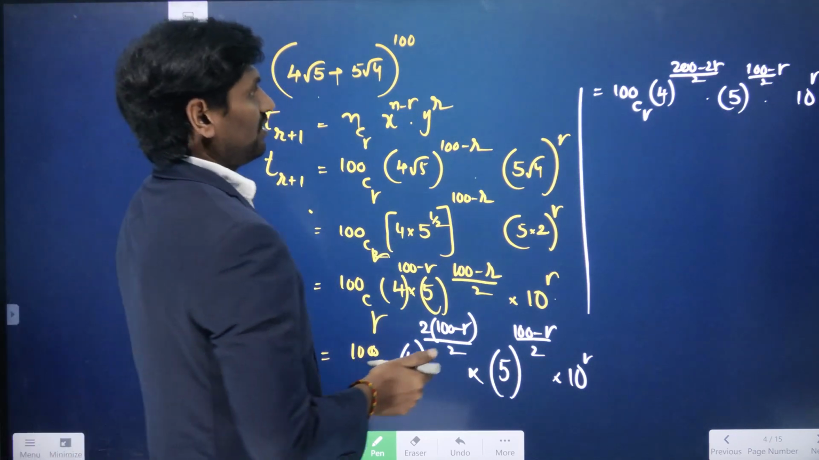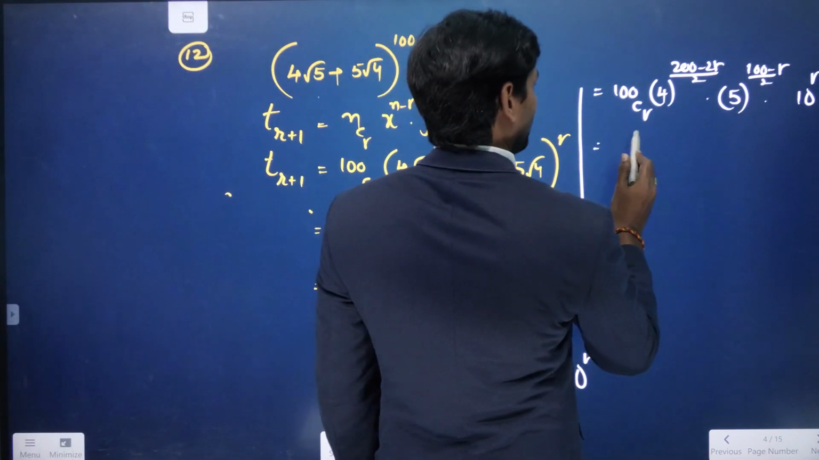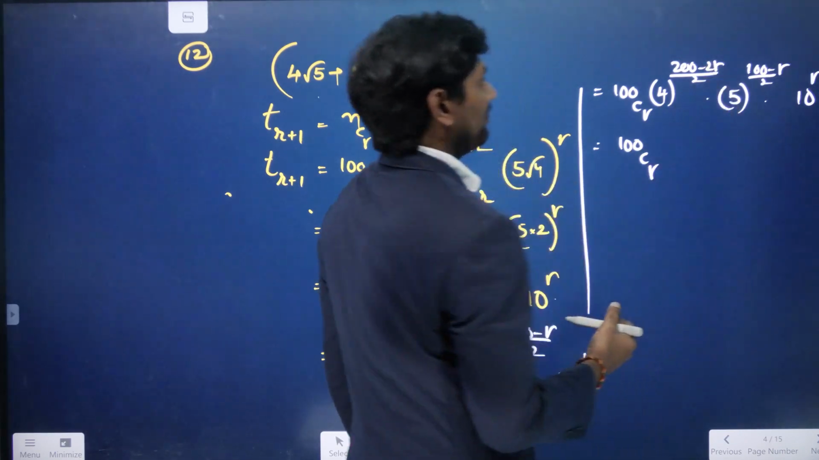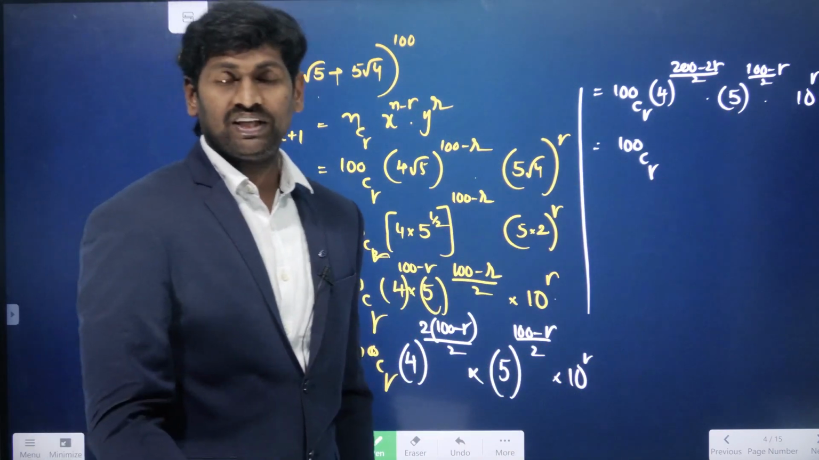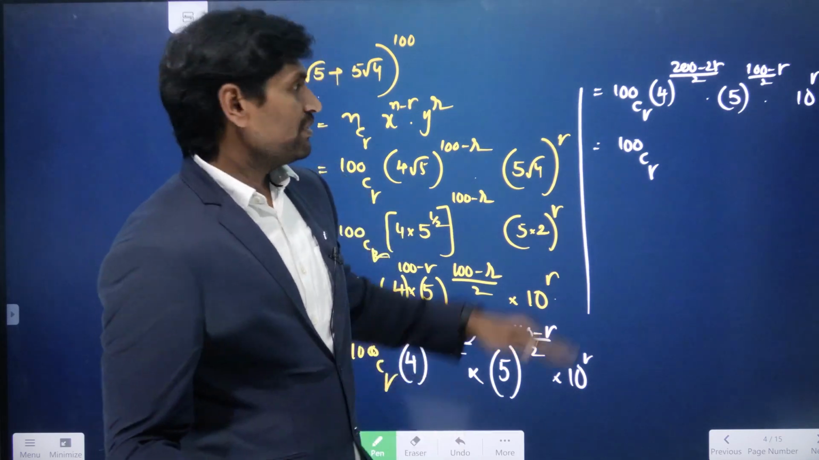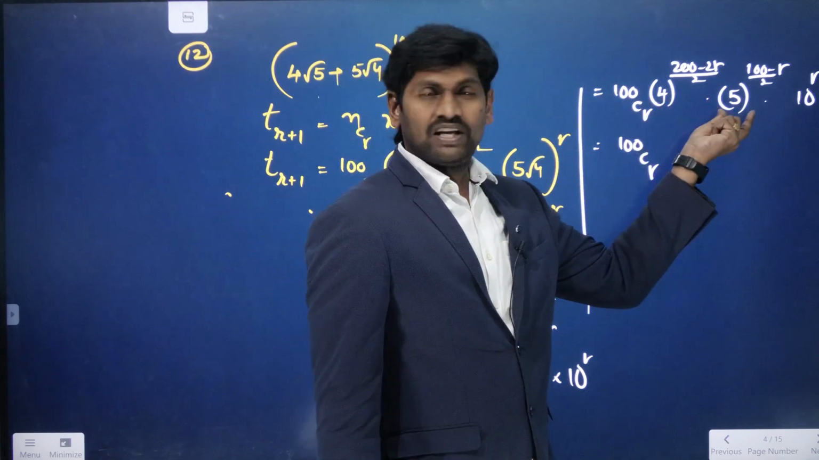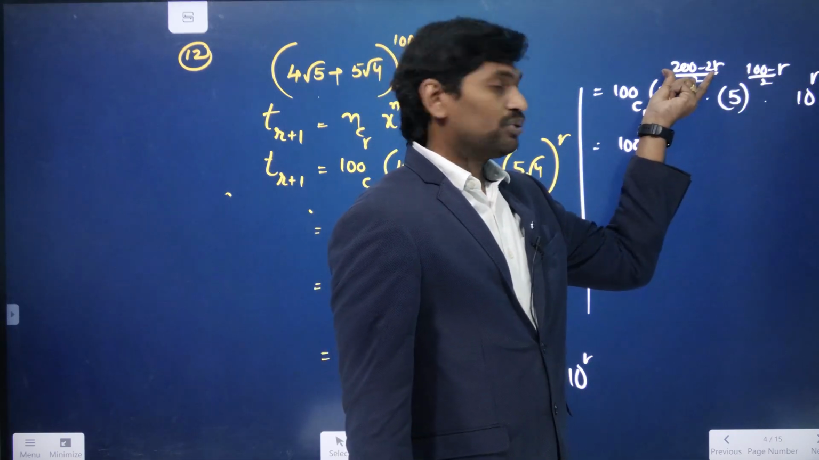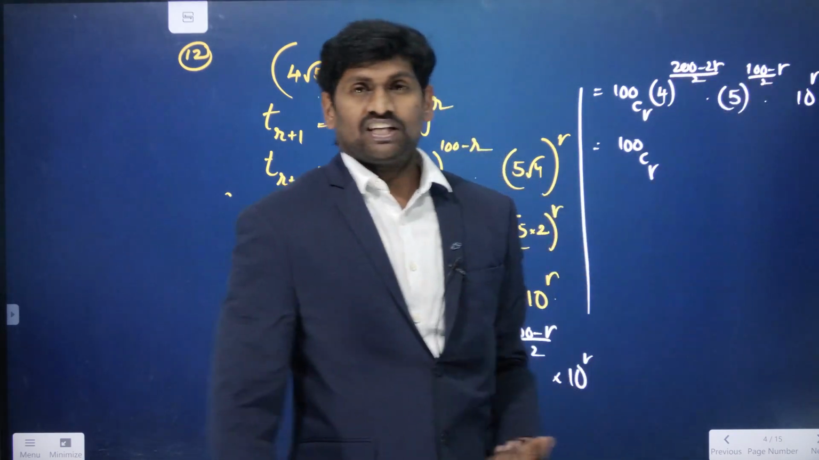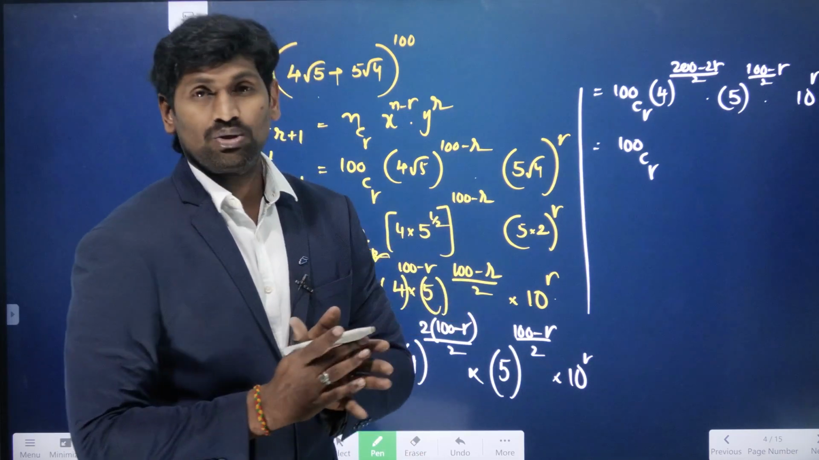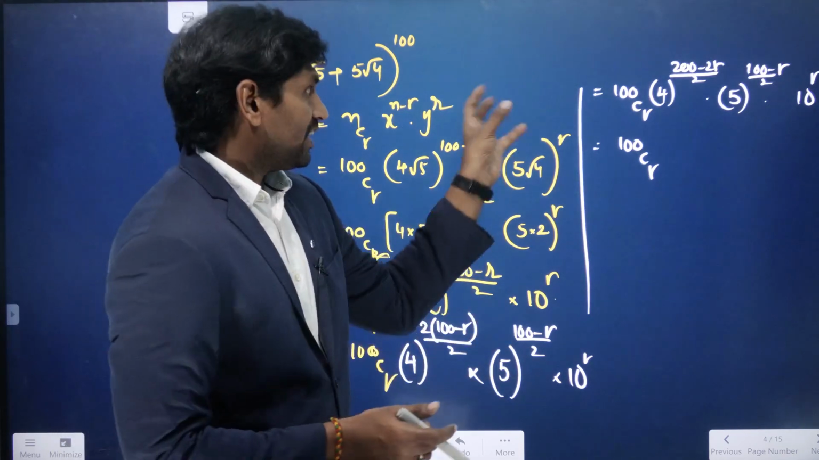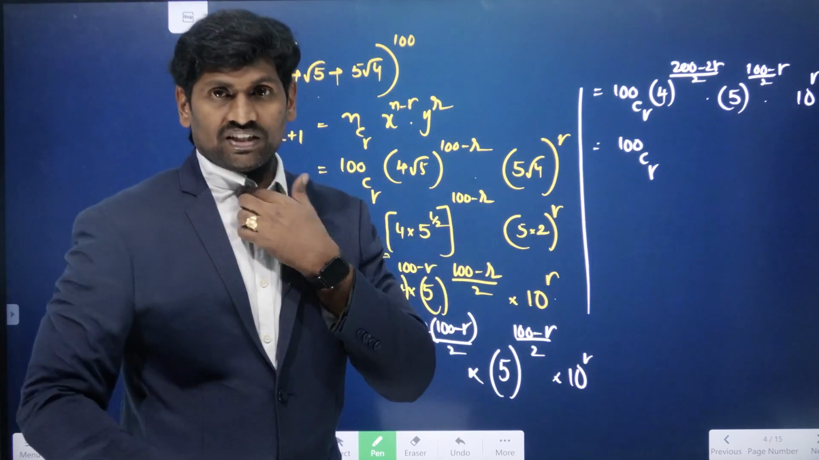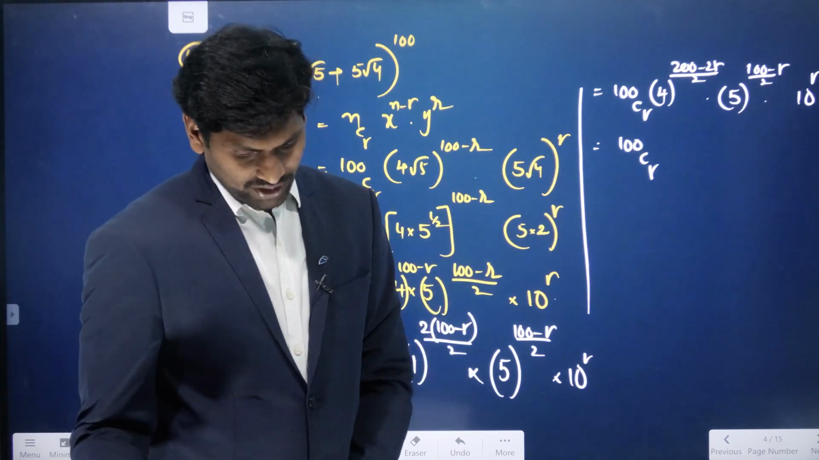Okay. Now this will be 100 C r. While you are observing that exponent, it must be a rational number. Now 4 is a rational number, 5 is a rational number. If their exponent, that means 200 minus 2r by 2 or 100 minus r by 2 value, becomes 0 or 1, then the term will be the rational term, or else it will be the irrational term. Okay, now for that what we have to do?